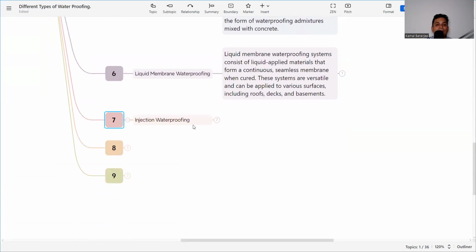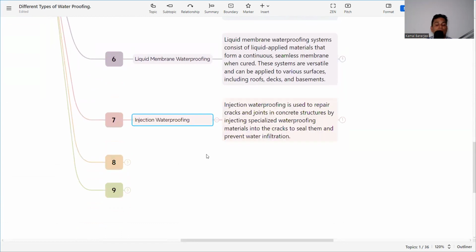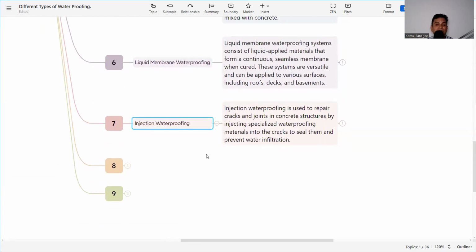Another type is injection waterproofing. That is very important. When there is a repair or cracks inside the concrete, we cannot apply any other waterproofing membrane, because we need to check the crack depth and fill the cracks. At that time we inject the waterproofing. Injection waterproofing is used to repair cracks and joints in concrete structures by injecting specialized waterproofing materials into the cracks to seal them and prevent water infiltration. So it is a specialized one.